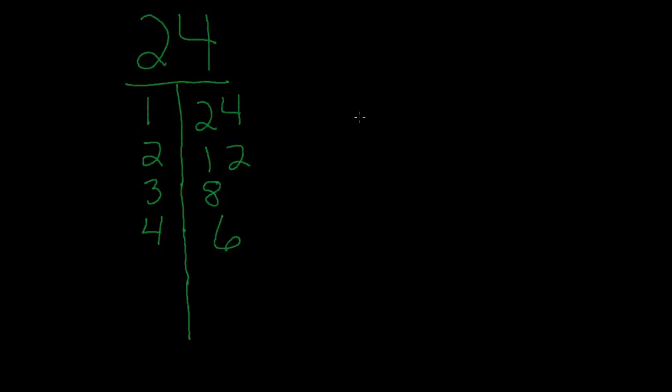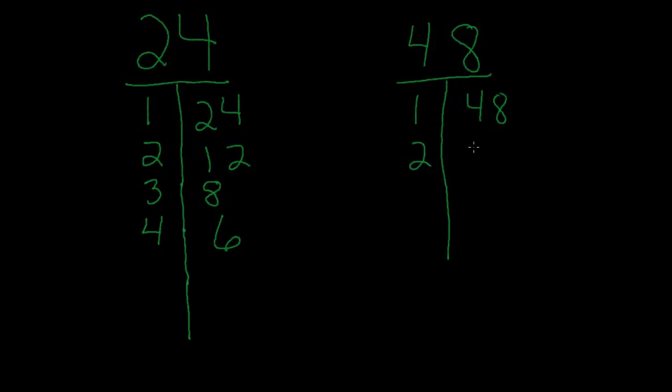Let's do 48. Okay, so again, I know that 1 and itself is always a factor pair. And again, this is an even number. Every even number has 2 as a factor. So it would be 2 times 24. Again, if you're not sure what that matching factor is, you take the number that you're working on the factors of, and you divide it by that factor that you do know is present.